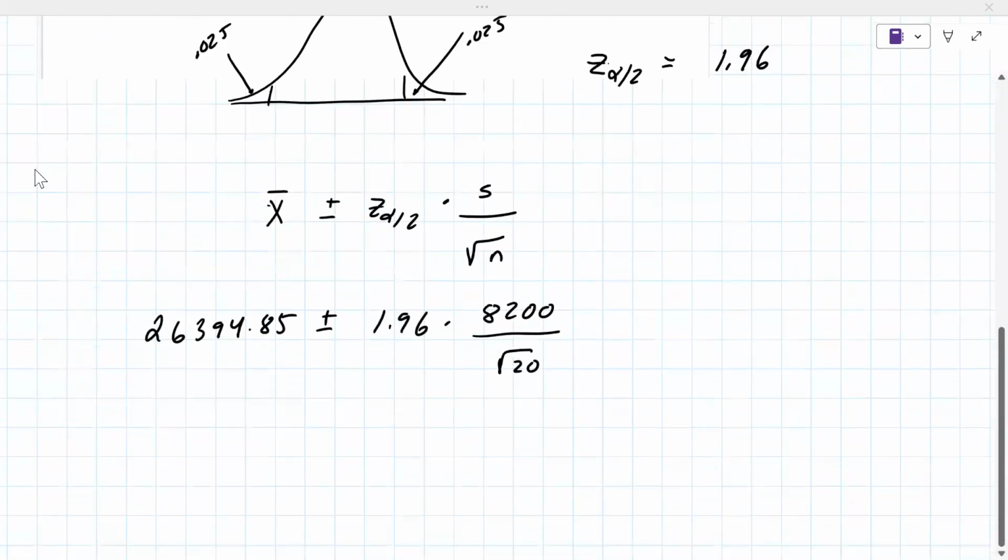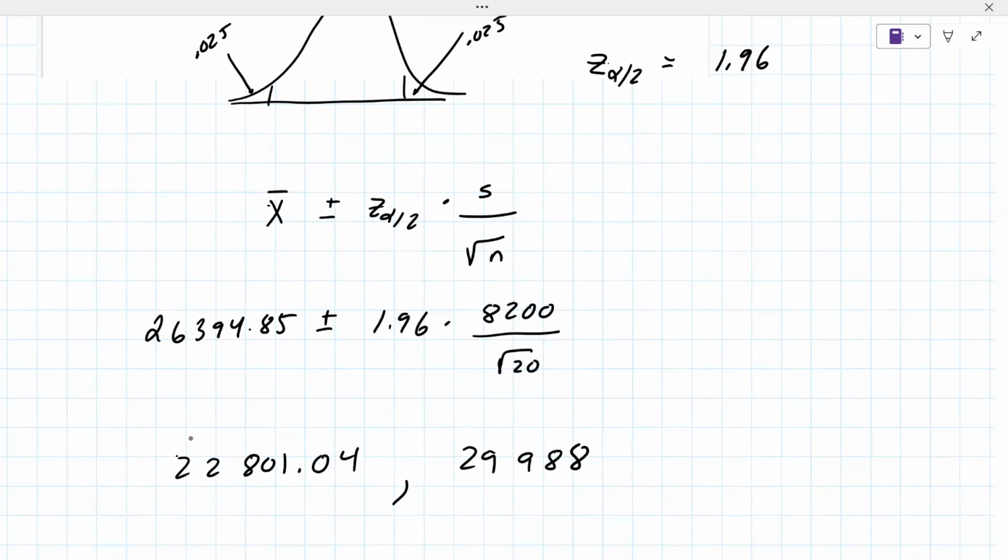All right, so the numbers I got here: 22,801.04. That's the lower limit. The upper limit is 29,988.66. All right, and that comes from this calculation here. The one on the right is the plus, the one on the left is the subtract. Okay. So give those a try and let me know if they're wrong. That would be helpful. And then maybe we can adjust here if we need to.